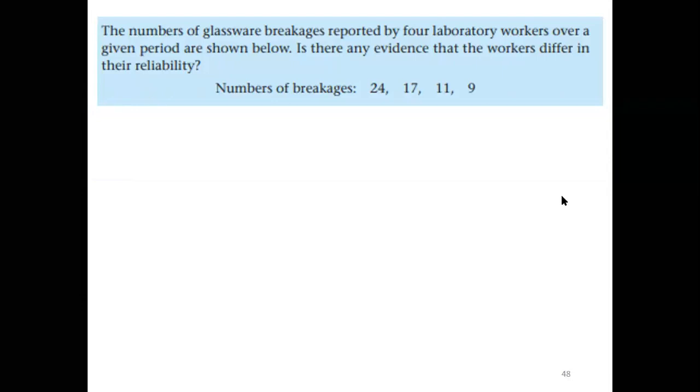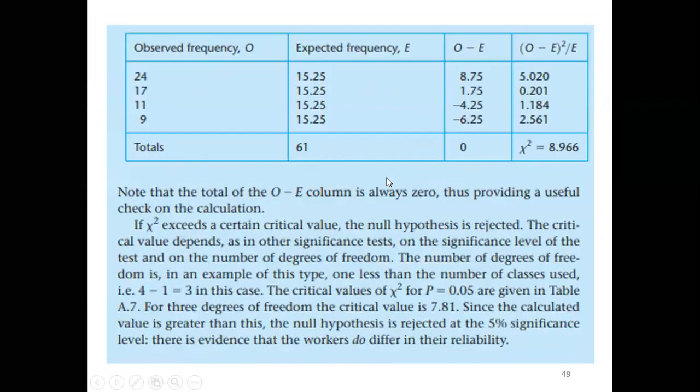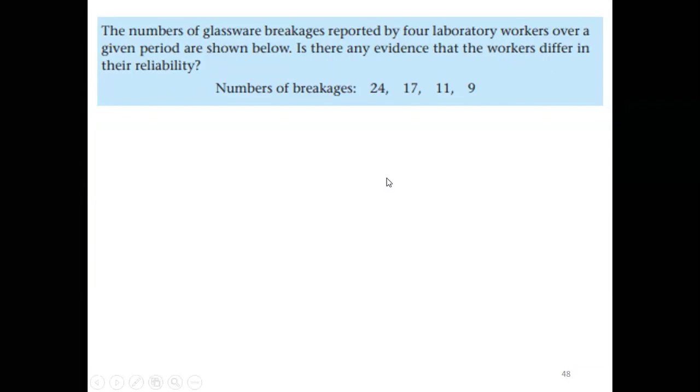Again, let's use this question to get an idea about the chi-squared. The number of glassware breakages reported by 4 laboratory workers over a given period are shown below. Is there any evidence that the workers differ in their reliability? Okay. So the question asks, people are breaking glassware.